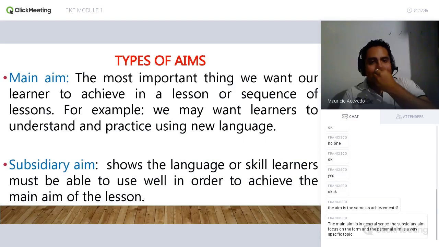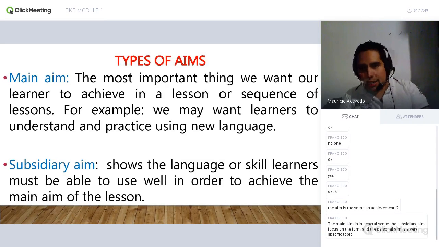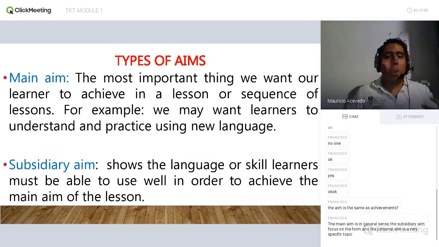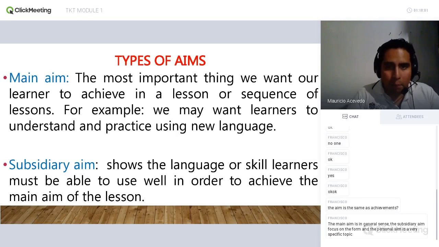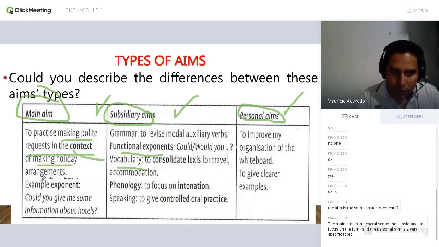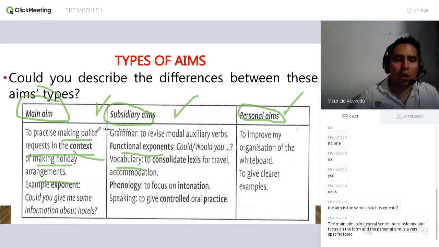The main aim, as you said, Francisco, is the general sense. So in this case, main aim is the most important thing we want our learner to achieve in a lesson or sequence of lessons. For example, we may want learners to understand and practice using new language. So in this case, what is the main aim? To practice making polite requests in the context of making a holiday arrangement. Example or the exponent: could you give me some information about hotels?